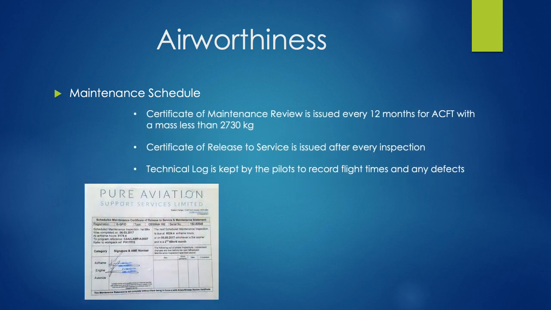So we've had a look at how often the maintenance schedule happens, and the aircraft will be issued with a certificate of maintenance review, which is issued every 12 months for aircraft with a mass less than 2,730 kilograms. Once an inspection has taken place or some kind of maintenance, the aircraft will receive a certificate of release to service, which is issued after every inspection. So it's saying that the aircraft is being released by the mechanic and is therefore okay to fly.